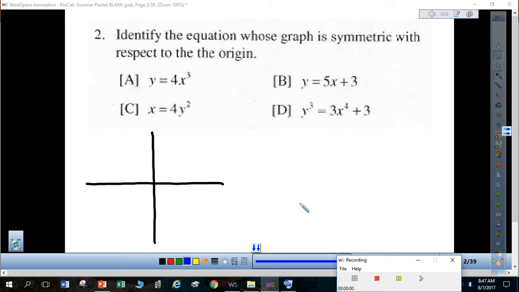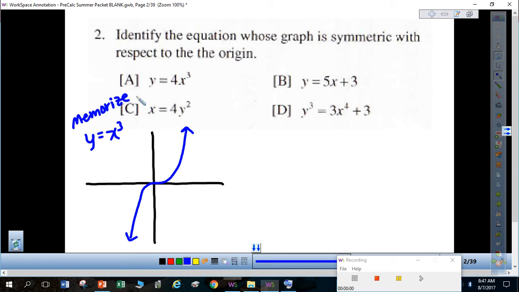So y equals x cubed is actually a basic graph that we want to be really familiar with. The shape, you can memorize this. The shape looks something like this. It has a little bit of a wiggle there in between. So this is a shape that we can memorize, y equals x cubed.